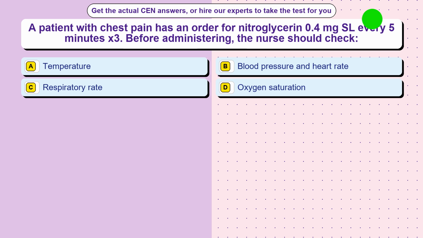Question 32. A patient with chest pain has an order for nitroglycerin 0.4 mg SL every 5 minutes x3. Before administering, the nurse should check Option A, temperature. Option B, blood pressure and heart rate. Option C, respiratory rate. Option D, oxygen saturation.